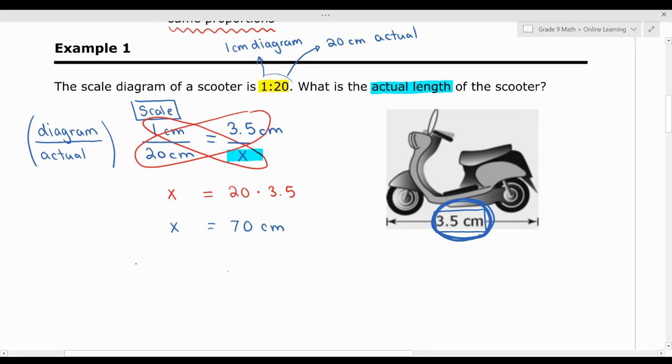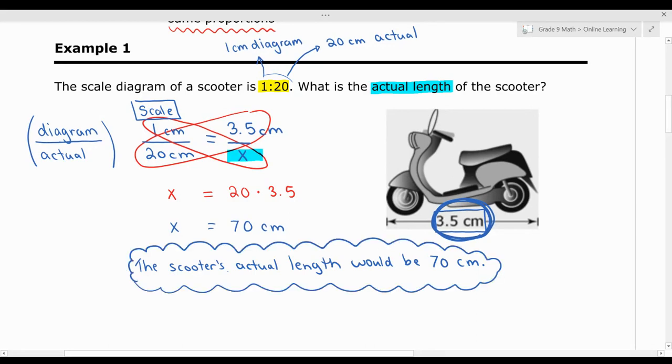Good habit, right? It is a word problem. So you should say the scooter's actual length, or length of the scooter, doesn't matter, would be 70 centimeters. Okay, and that would be the final answer for example 1. So again, if you were looking at my notes that I originally posted, the solution was a little bit different. I had these two actually switched around, but I think it makes more sense. Start with the scale always on the left-hand side.